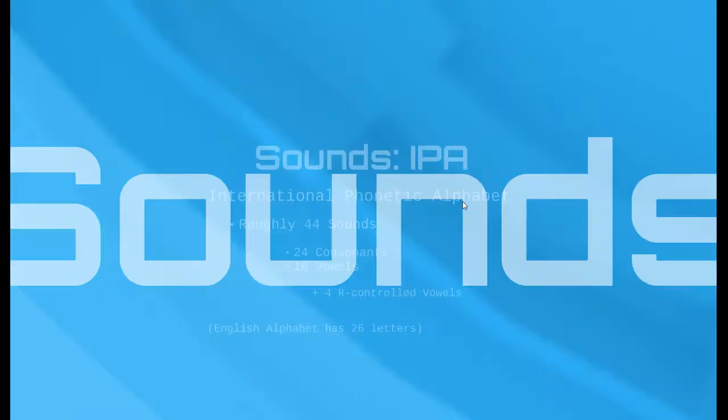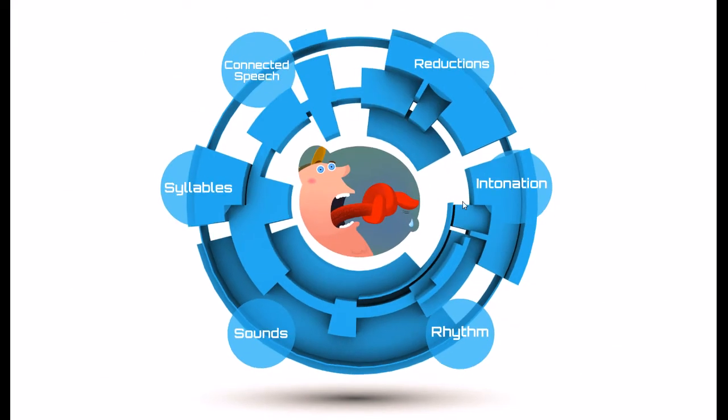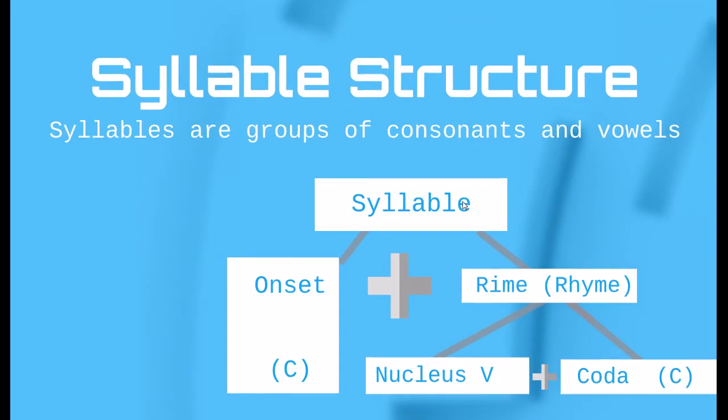All right, let's move on. Next, let's talk about syllables. Syllables are groups of consonants and vowels put together into a small unit of sound. Syllables are parts of words. Now, syllables follow certain rules.